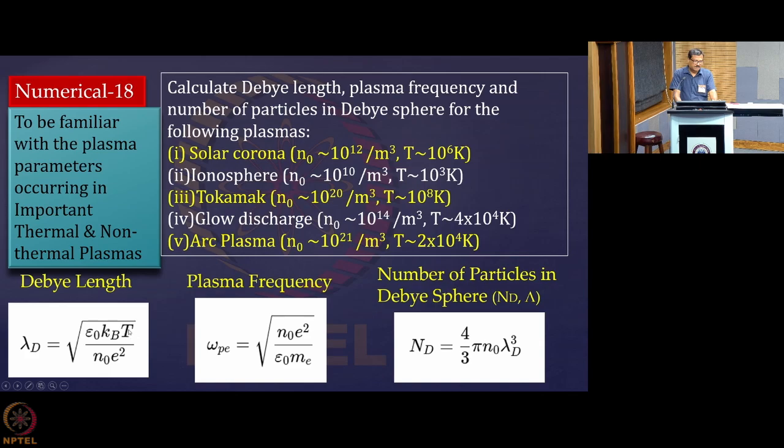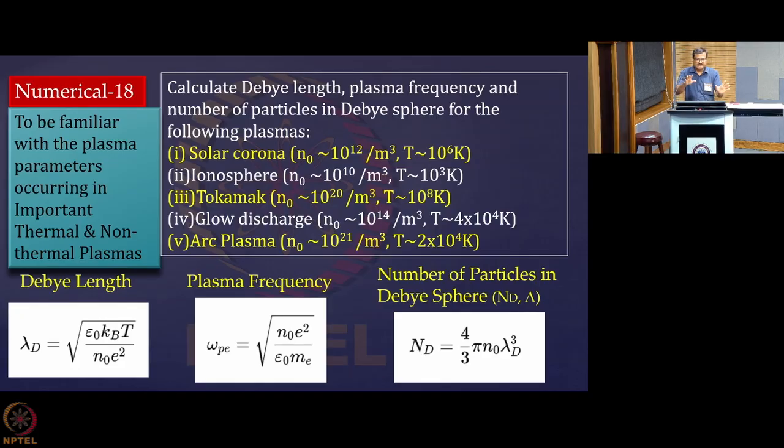You note the dependency on T and n, one is in the numerator, one is in the denominator. Then plasma oscillation frequency has no dependency on temperature, but it depends on n. It is in the numerator and under a square root. Then the number of particles within the Debye sphere, it is a simple formula. You take the sphere volume and multiply by the number density and you get the number of particles within the Debye sphere.